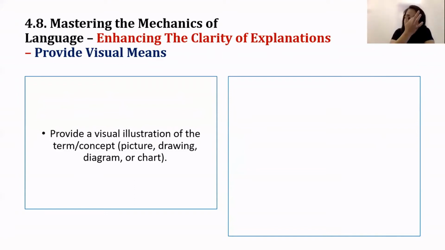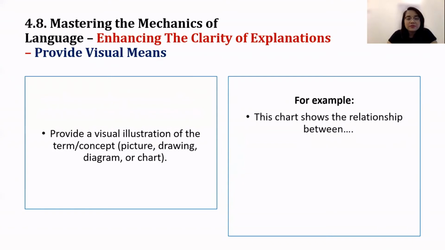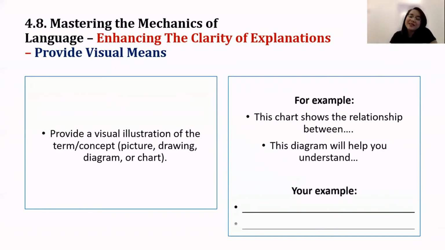I'm very bad at drawing. So you can try if you are very good at drawing. It will help you a lot in making your explanations clear. For example, this chart shows the relationship between, so it's using a chart, right? You draw the chart on the whiteboard or draw something on the computer and then show it to your students in the classroom. This diagram will help you understand. Good. And now your example. What will you say?